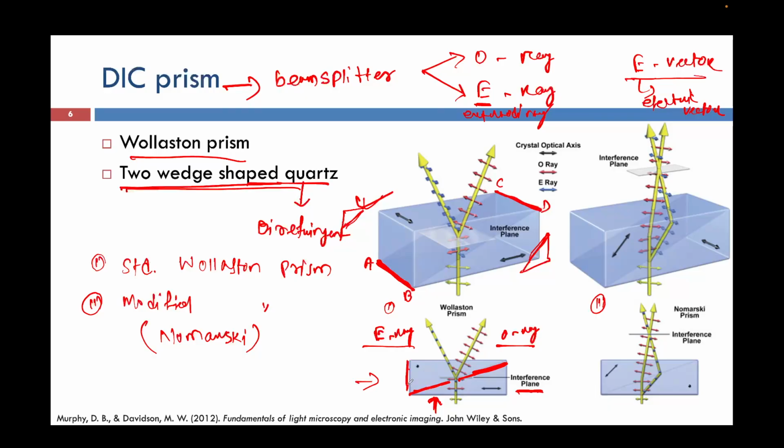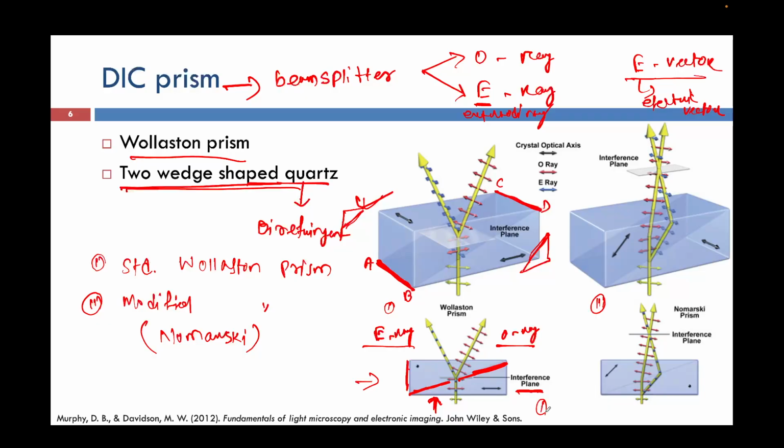So what happens when the interference plane stays inside the quartz, and what happens when it stays outside of the prism? In the case of the first prism, when two beams are splitting, or even when two beams are combining at a place, then we want that interference plane to lie outside.